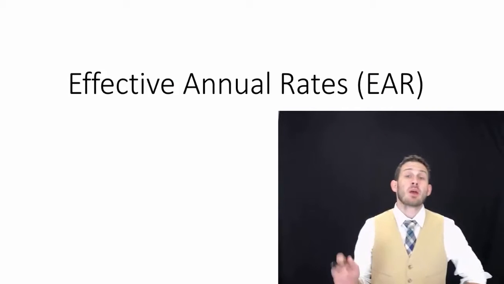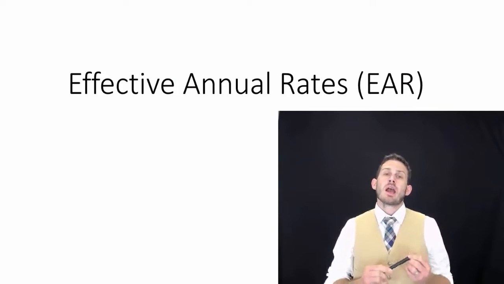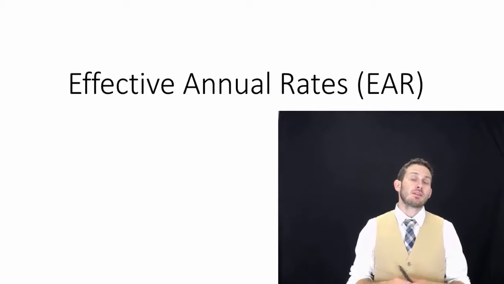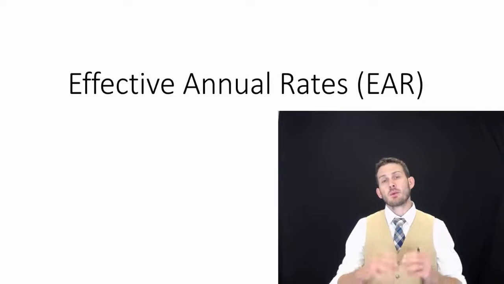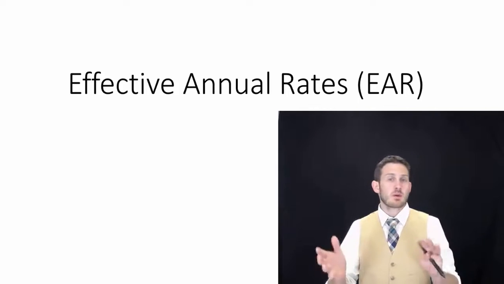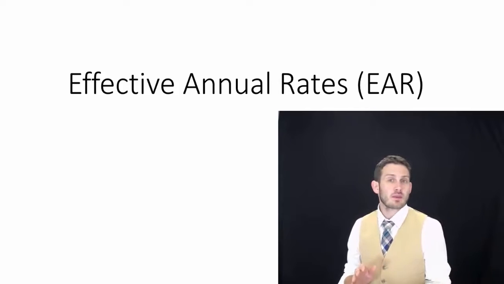Hello, welcome. Today what we are doing is going over effective annual rates. An effective annual rate is the amount that you are actually paying, the true amount paid. Because when you just take a yearly interest rate and divide it by, say, 12 into a monthly payment, it doesn't give us exactly the amount that we pay.